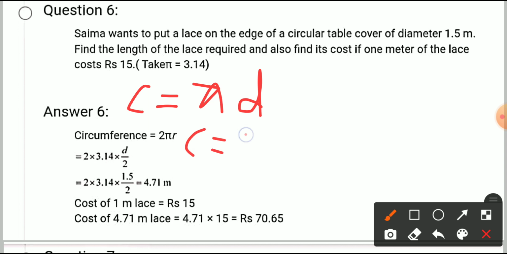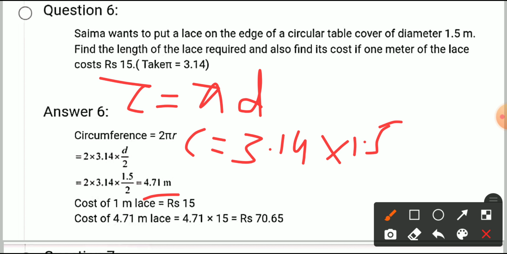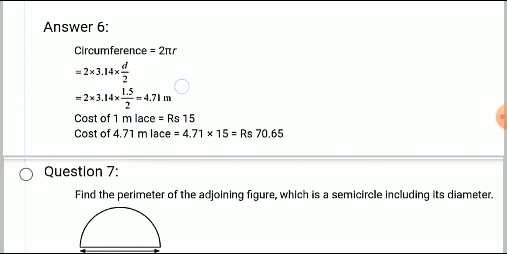So the pi we need to use is 3.14 and the diameter is given as 1.5 meter. So multiply this and you will get the answer 4.71. Afterward you need to calculate the cost. To calculate the cost, you multiply this and you will get the answer 70.65.